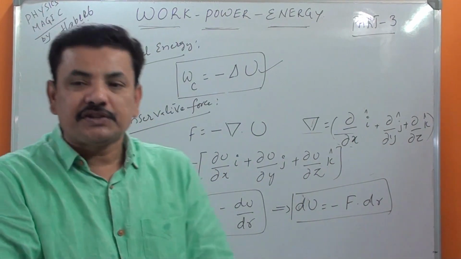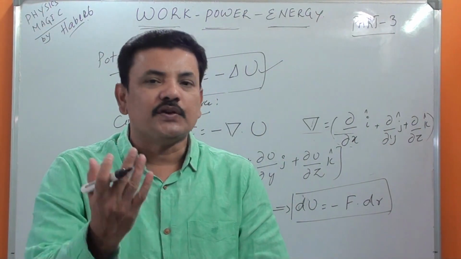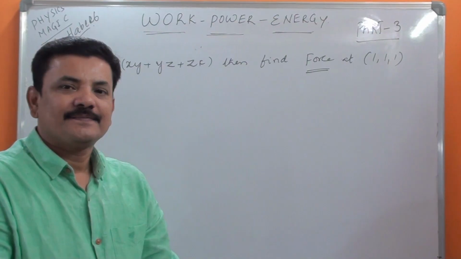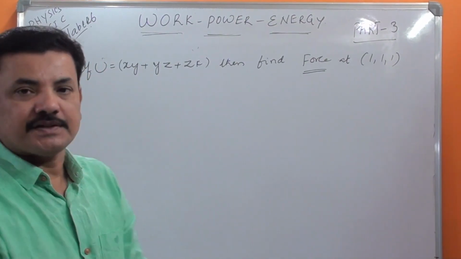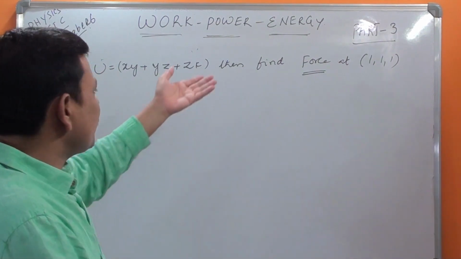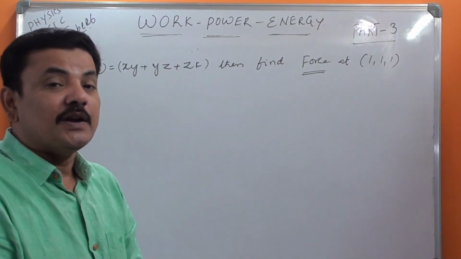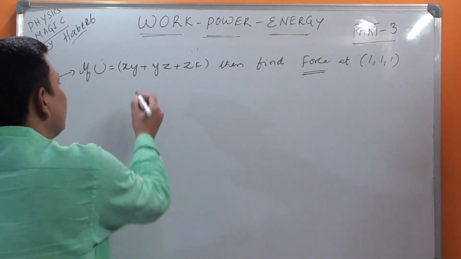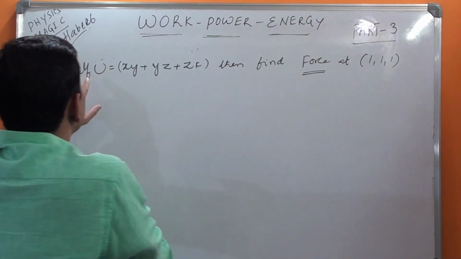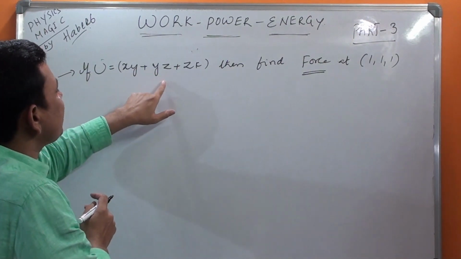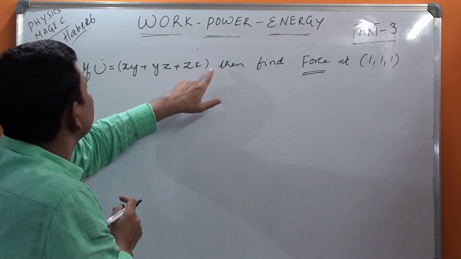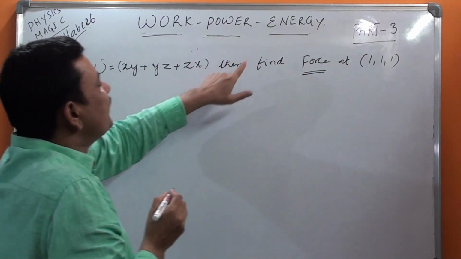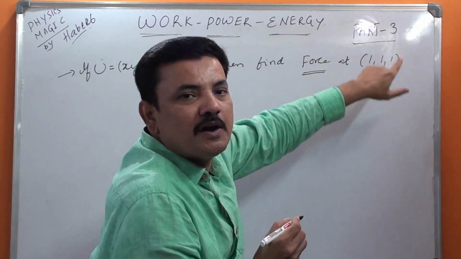If we do one question on this, one numerical on this, you will be understanding with some more clarity. So let us do one numerical. Yes, let's do this question. Now, if I explain this example, then you will get it very clearly. Now, he's asking: potential energy is given as xy plus yz plus zx. Then find force at (1, 1, 1).